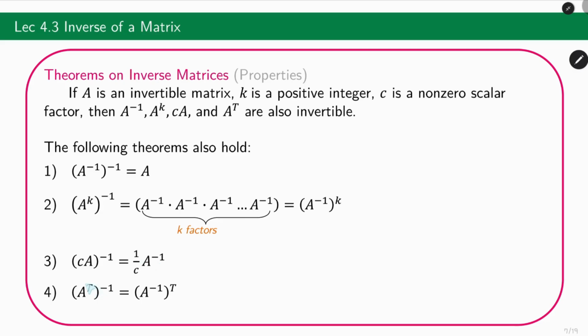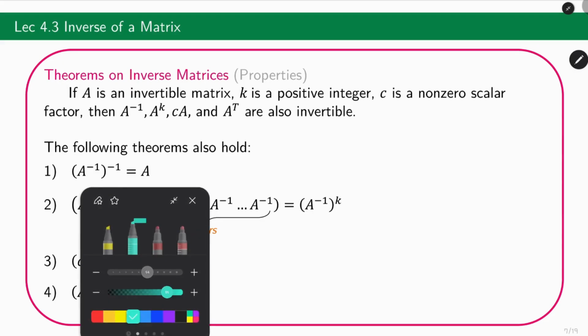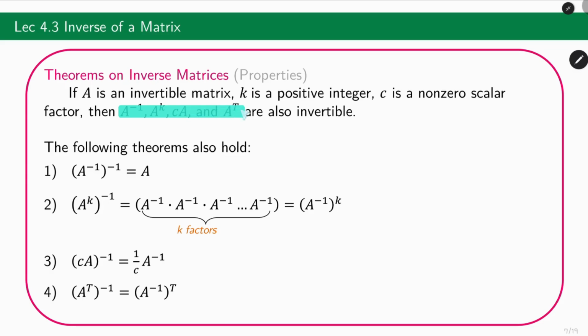Next, we have the inverse of A transpose. This is also equal to the transpose of the inverse. Okay? It's important for us to note this one. If A is an invertible matrix, then the inverse is also invertible. And then any power of the square matrix will be invertible as well, and the scalar multiple also, and the transpose of it.